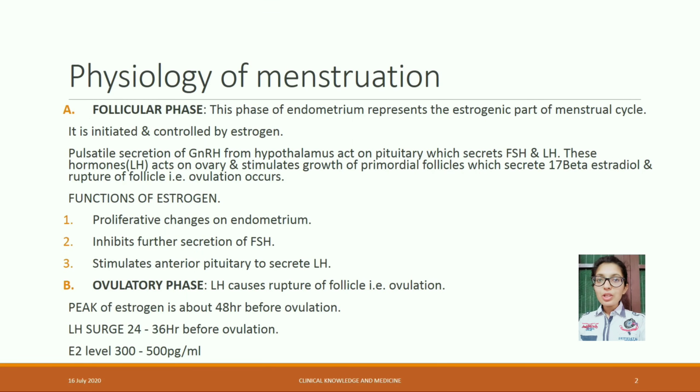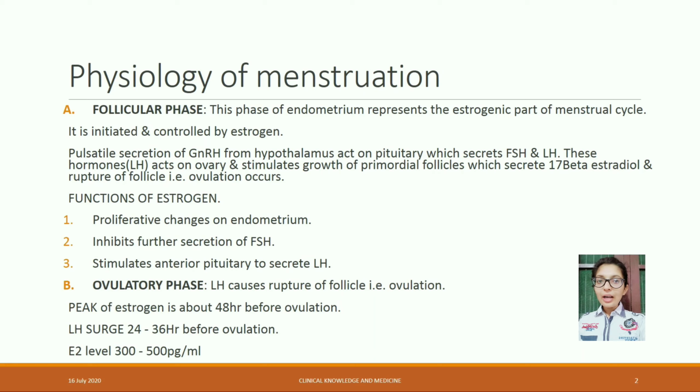Physiology of menstruation: follicular phase. This phase of the endometrium represents the estrogenic part of the menstrual cycle. It is initiated and controlled by estrogen. Pulsatile secretion of GnRH, gonadotropin releasing hormone, from the hypothalamus acts on the pituitary, which secretes FSH and LH. FSH is follicle stimulating hormone and LH is luteinizing hormone.